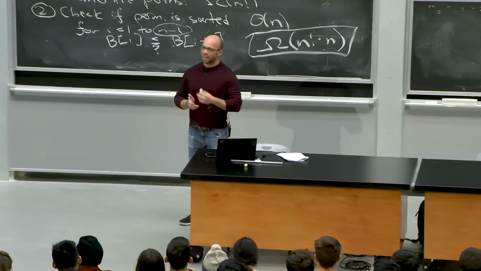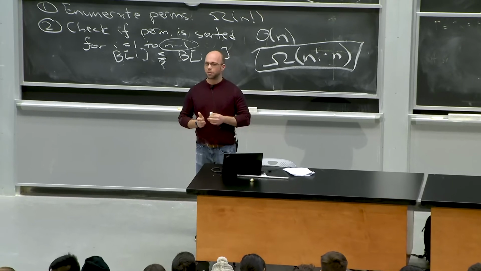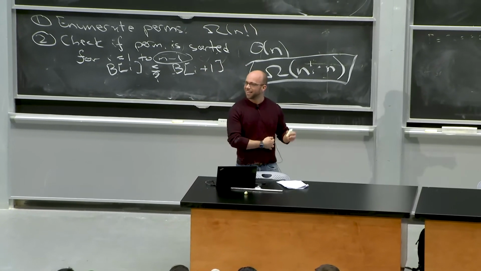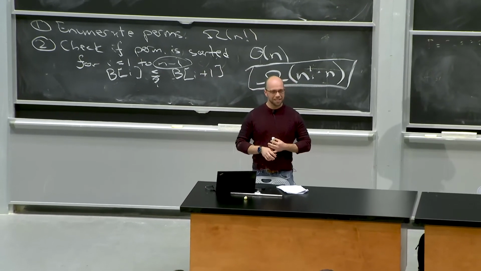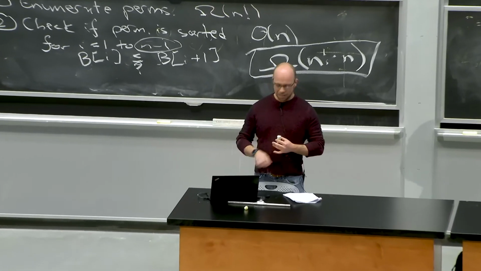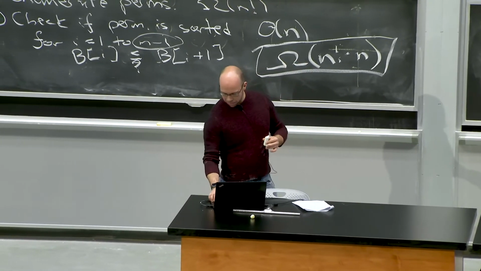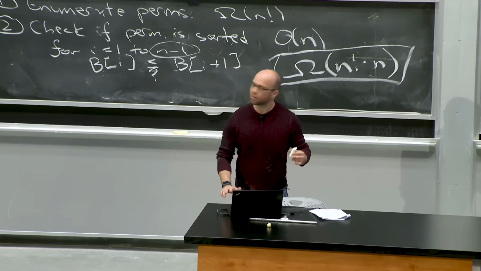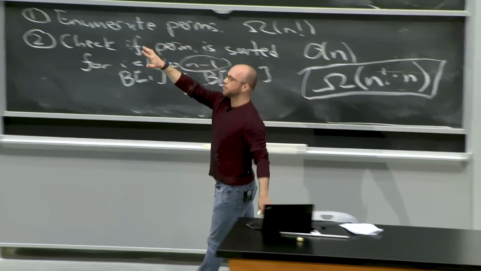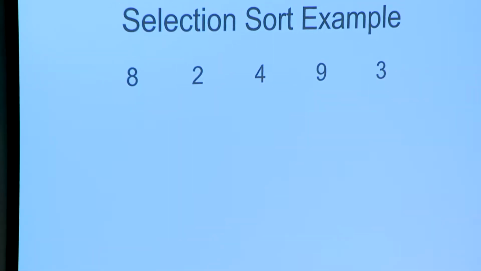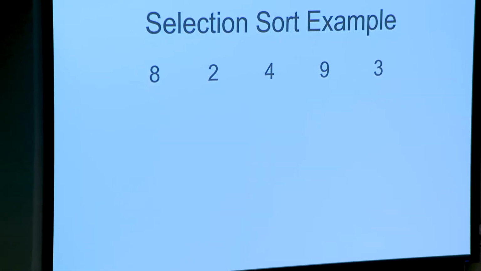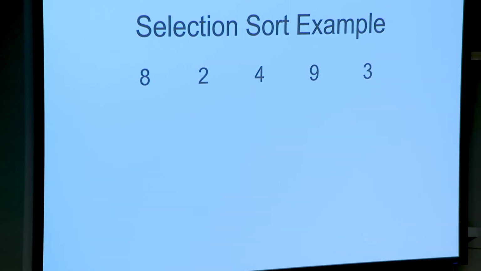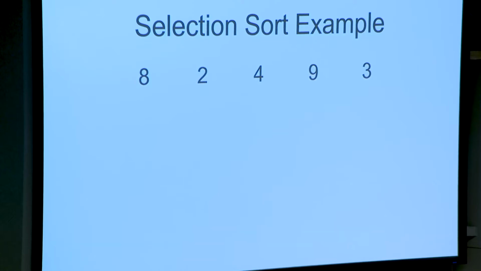Okay, so the first algorithm that we'll talk about for sorting, which is somewhat sensible, is something called selection sort. Selection sort is exactly what it sounds like. So let's say that we have a list of numbers, 8 2 4 9 3. I want to sort this list of numbers.